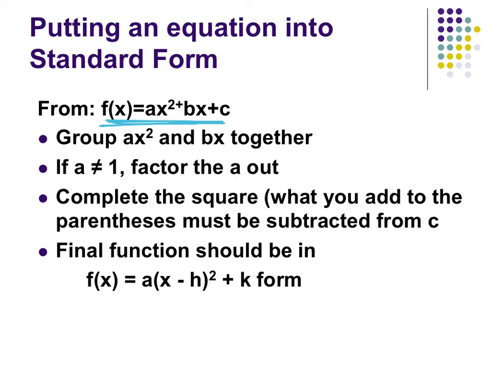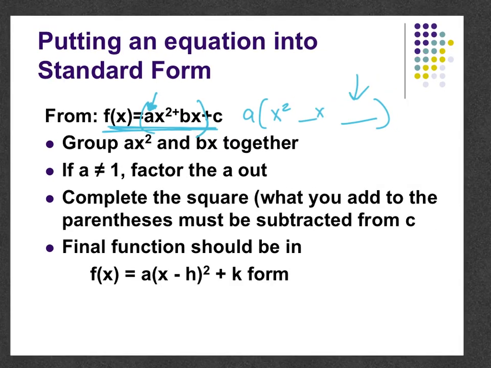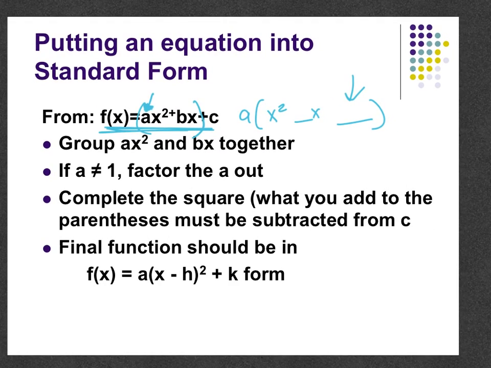To do this, we group the first 2 terms together. If there's a number on the front of the x squared, we factor that out of both of the terms. Then we complete the square. So you would see something like a, and then x squared, and then whatever this is, x. And then we leave this space to fill in what's here. What goes there is you take the second term, divide it by 2, and square it. So before you do this here, to complete the square.